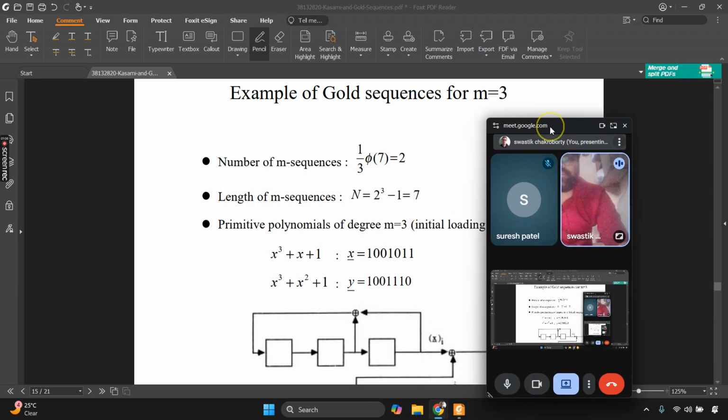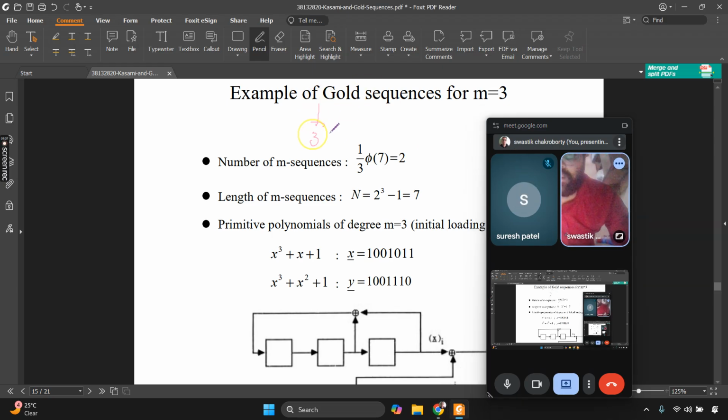So here also they have given one gold set generation. For m equal to 3, for a 3 degree polynomial, the number of m sequences is 1/3 of phi of 7. How many prime factors does 7 have? 7 has only one prime factor, that is 7, apart from 1, because it is a prime number. So 1 minus 1 by 7. So 1 by 3 into 7 into 1 minus 1 by 7, which is 6 by 7.